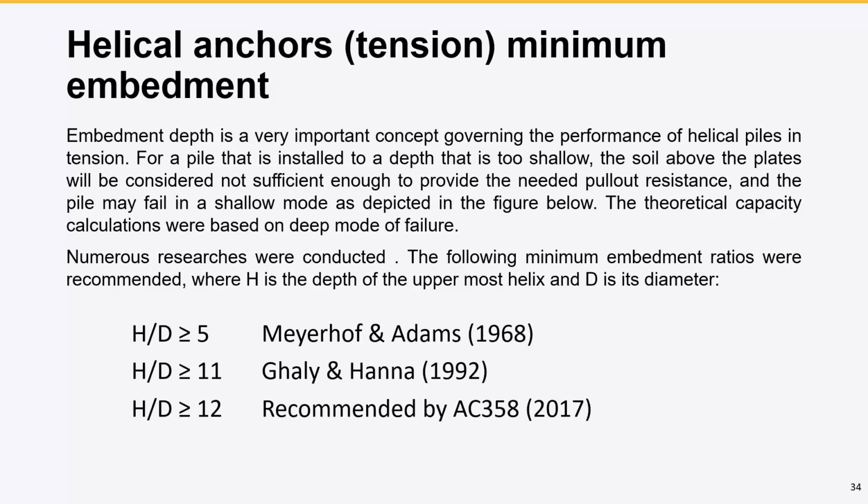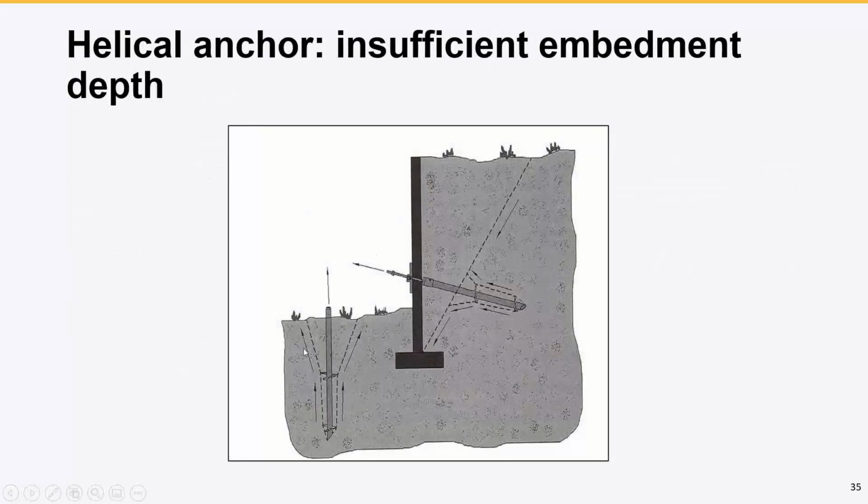That's what AC358 requires. And over here, I show you this. For this helical pile, the minimum embedment depth for the uppermost helix, according to AC358, is 12D, 12 multiplied by the diameter of that helix. For this tieback over here, this is the soil wedge, and according to AC358, the distance from the soil wedge to this helical plate should be 12D.